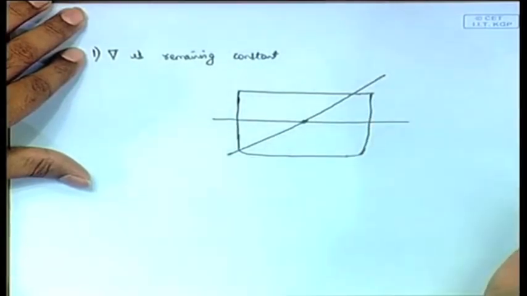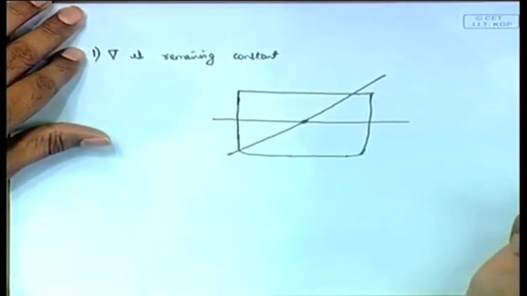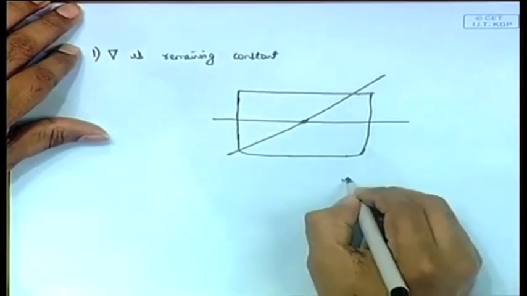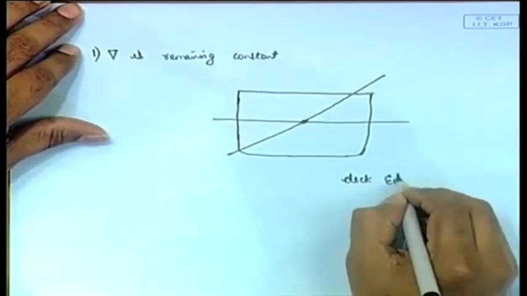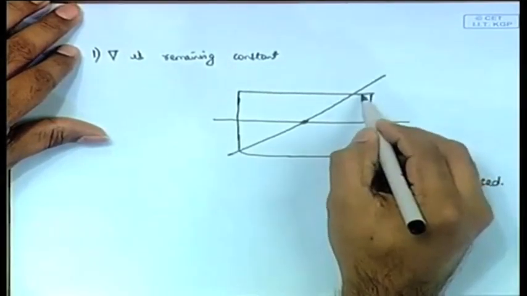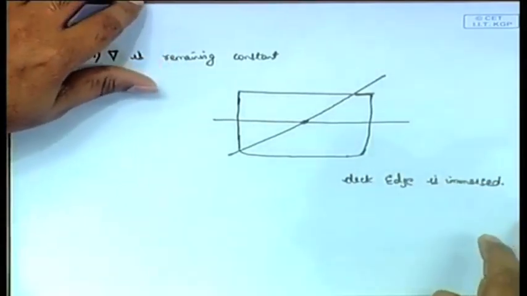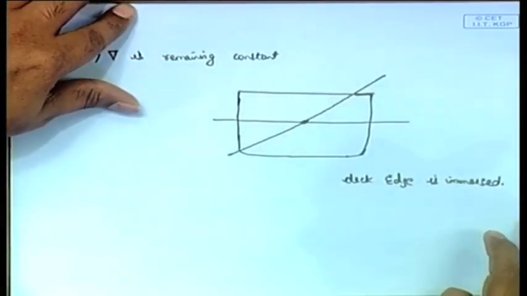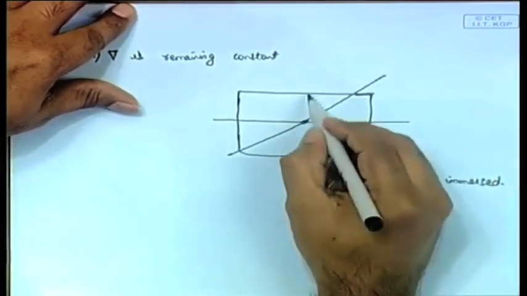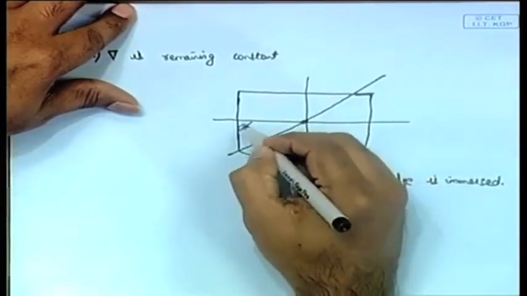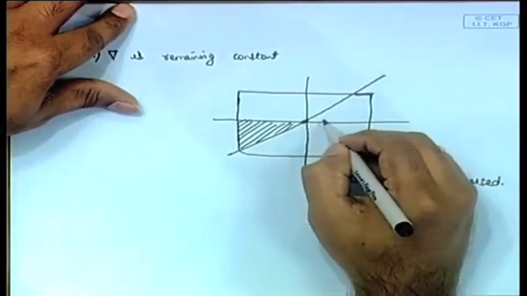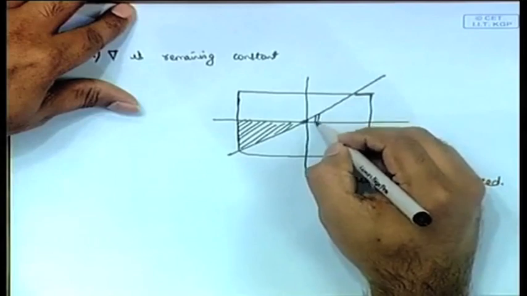much. Now, it has heeled so much that the deck has actually immersed. It is a case of deck edge immersion, not the whole deck of course, the deck edge is immersed. So, this is the deck edge, this region is now immersed in the water. Now, in this case we will see that the volume that has submerged is this, and the volume that has emerged is this.